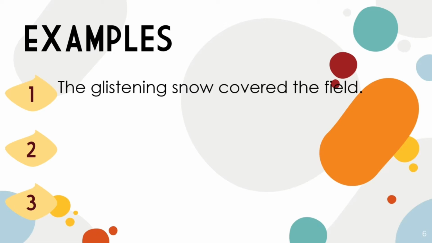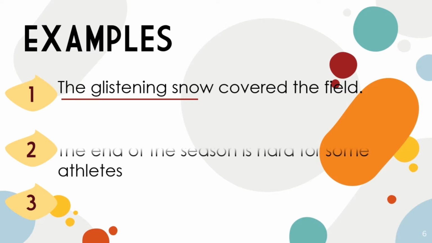First example, we have: The glistening snow covered the field. The noun phrase here is the glistening snow. Snow is the noun and the glistening are the modifiers. So the glistening snow acts as the subject in this sentence.